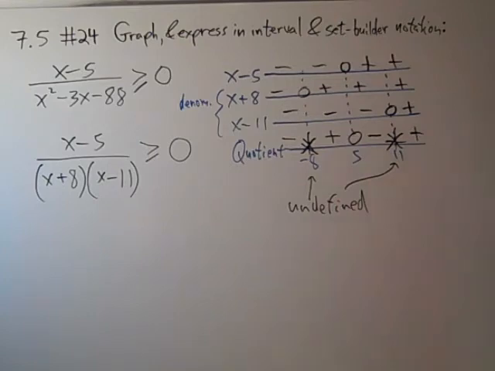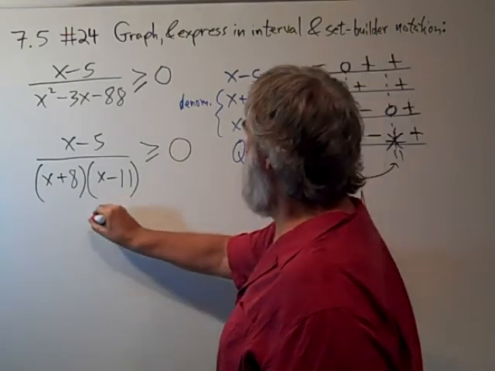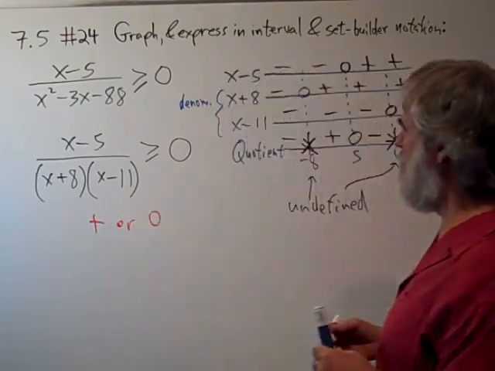Positive makes a positive. That last line then tells us when the quotient is positive, when is it negative, when is it 0. And we need to know, where is it positive? Positive or 0? That's what we're looking for.